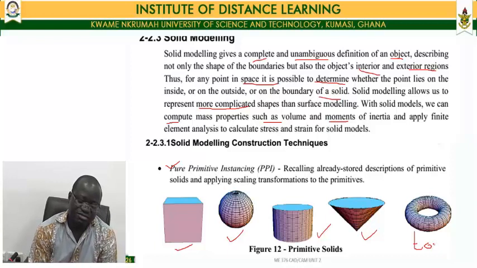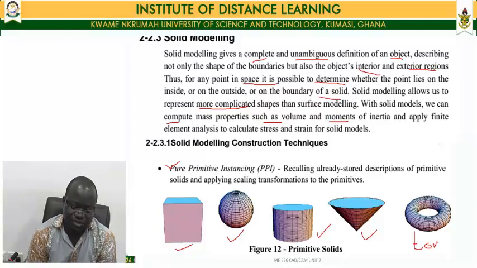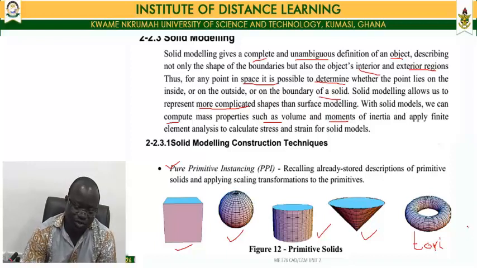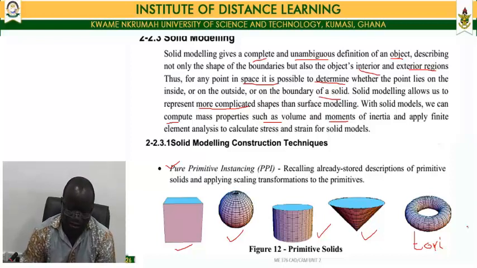Now these are the 5 primitive solids, and you can use any of these combinations to create the shape of an object. Once you use any of these combinations to create the shape in the solid model, then we say that you are using PPI, pure primitive instancing technique. Okay.